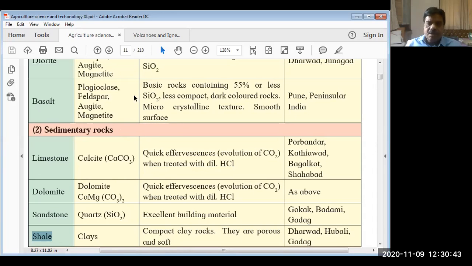Sedimentary rocks are made from granite rock or igneous rock.